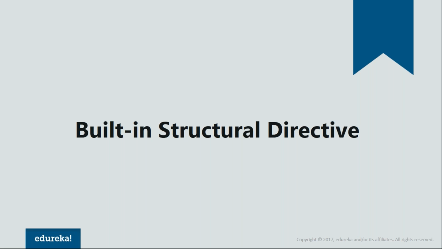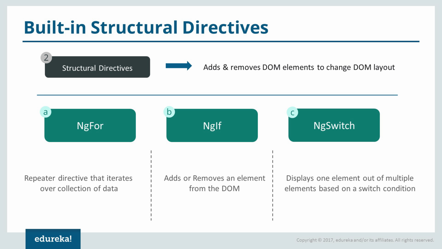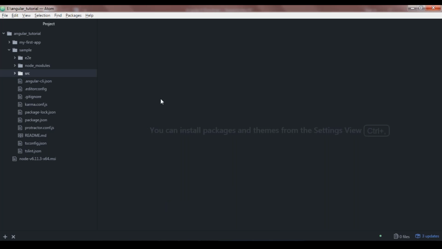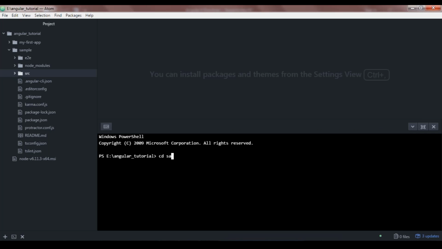We'll look at some of the most commonly used built-in structural directives provided by Angular. The first one that we're going to talk about today is called ngFor. It is basically a repeater directive that iterates over a collection of data. So let's understand what that means through code. For that, I'll open my Atom IDE and my terminal. Let me go inside my project, and I'm going to generate a component where I'll be showing all the demos.